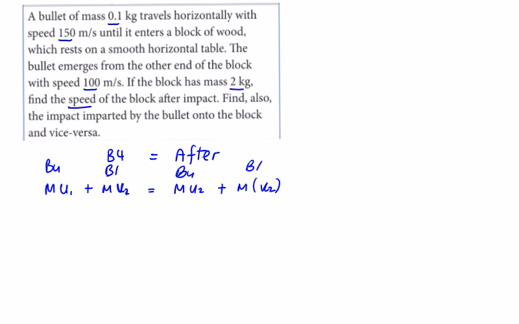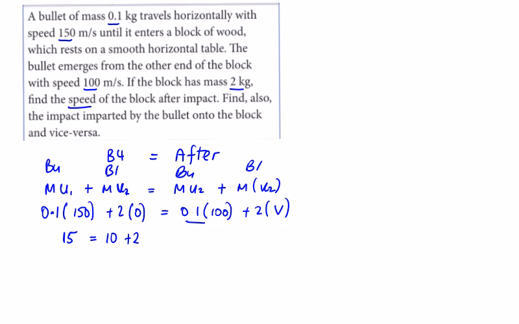Okay, let's see the momentum before. The mass is 0.1 and the speed is 150, and the mass is 2 and the speed is 0. The mass afterwards is 0.1, the speed is 100, and the mass afterwards is still 2, and the speed is what we're looking for, so we'll just call it v now. So a tenth of 150 is 15. That's equal to a tenth of 100, which is 10, plus 2v. So 2v equals 5. So the velocity is 2.5 meters per second for the block afterwards.